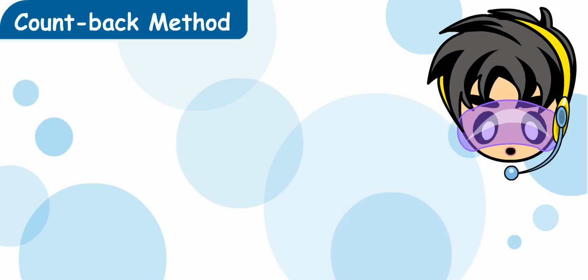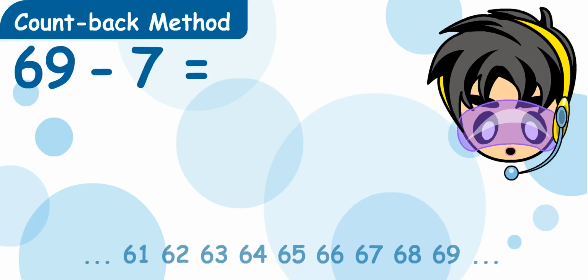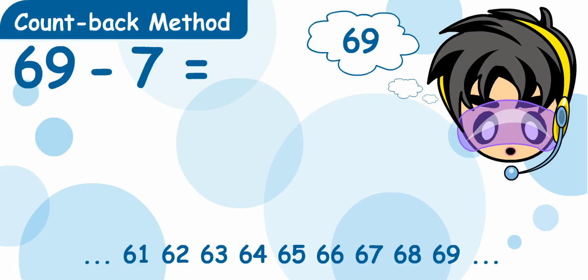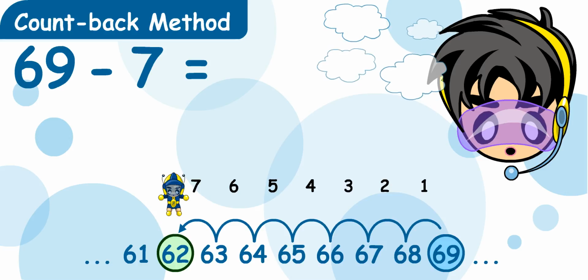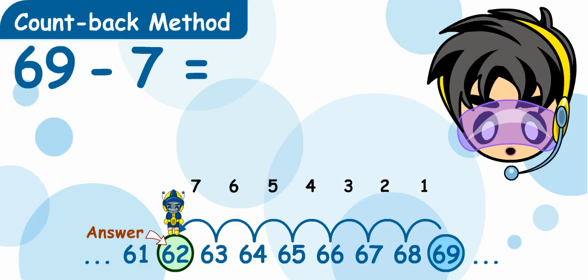What is 69 minus 7? Since 69 is bigger than 7, I keep 69 in my mind. I start counting back from 68 for 7 numbers. I count back 68, 67, 66, 65, 64, 63, 62. So 69 minus 7 is 62. Well done!